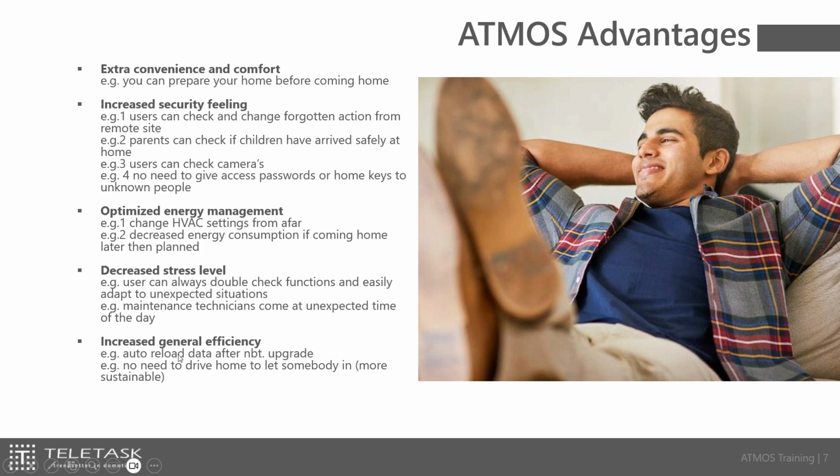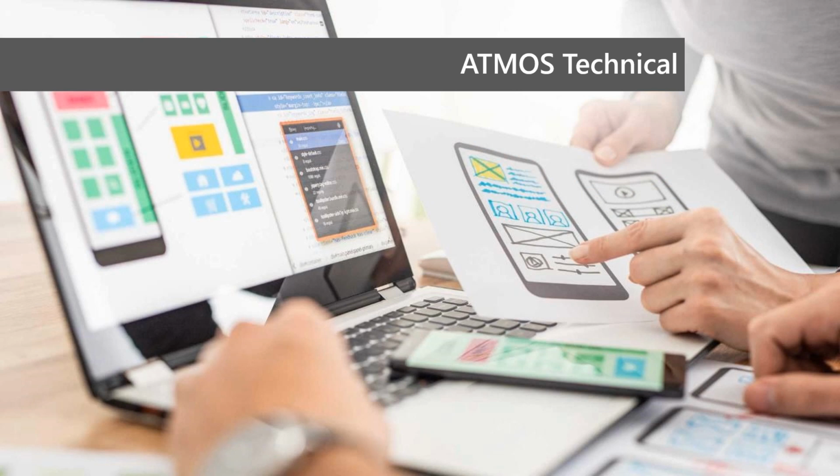And of course, it's an increased general efficiency. If, for example, you have somebody coming to your home for an urgent repair, maybe you don't even have to drive home, because on your smartphone you can tell the guy, okay, if you're there, just give me a call on my smartphone. I will open the garage door for you, for example, from a remote site. I don't have to drive home, so it's very efficient, and not only efficient but also energy friendly. It's environment friendly. So those are all advantages you get with an application like the ATMOS.